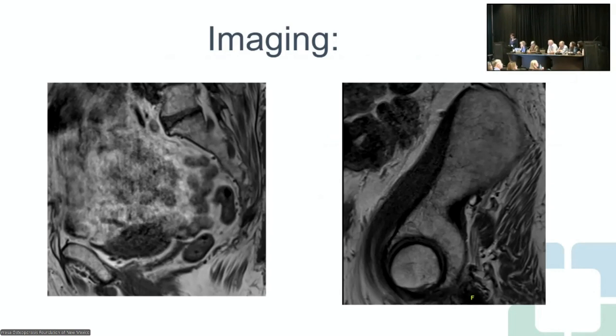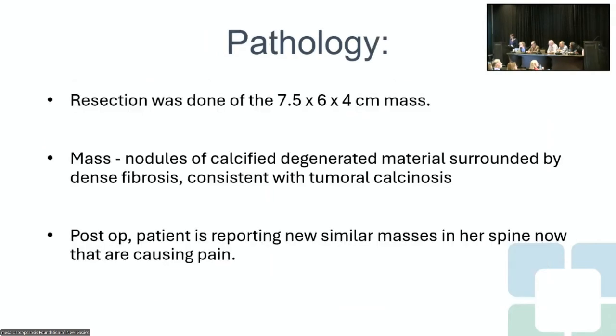I called the radiologist to discuss the imaging characteristics, and they said it was 100% tumoral calcinosis based on these amorphous, irregular appearing calcium deposits that are hypodense. The mass was quite large, 7.5 by 6 by 4 centimeters. This calcified material was surrounded by dense fibrosis. I also spoke to the pathologist who confirmed that this was indeed tumoral calcinosis.